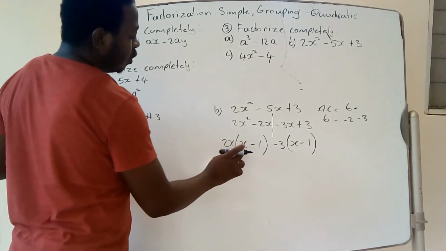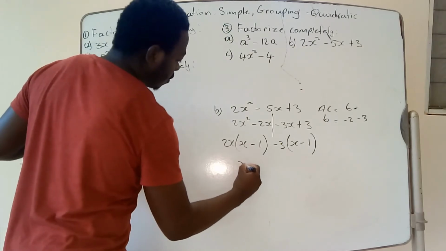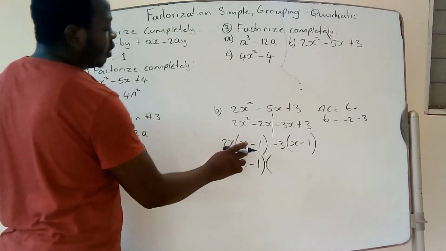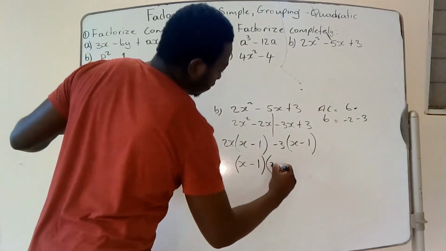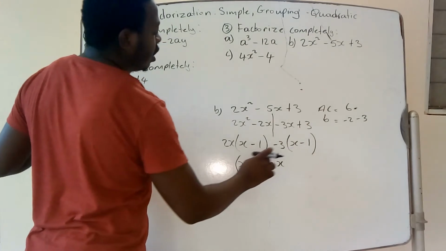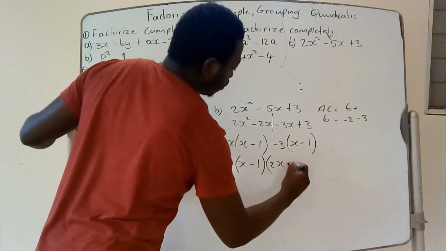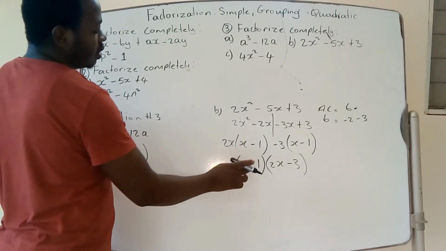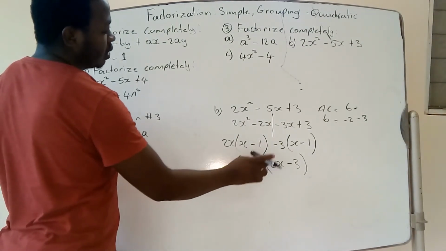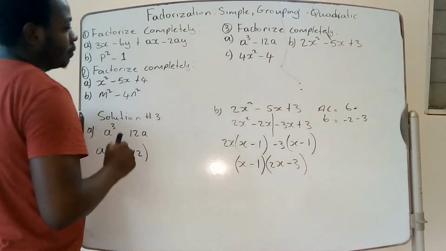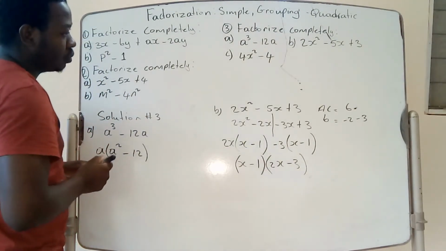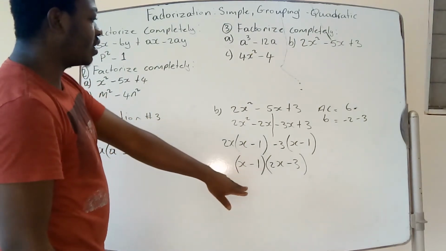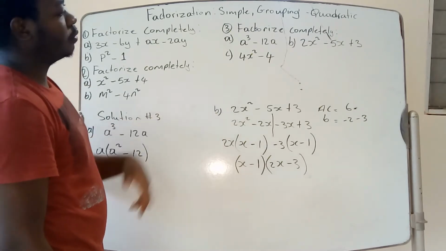So now we can factor out x minus 1. Factor out x minus 1 out of the first term, 2x is left. Factor out x minus 1 out of the second term, minus 3 is left. So our final answer is x minus 1 times 2x minus 3. Okay? And you can always double check this. If you expand these two factors, it should give you the original problem. Okay?